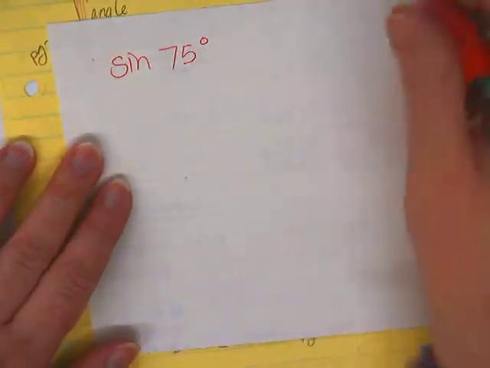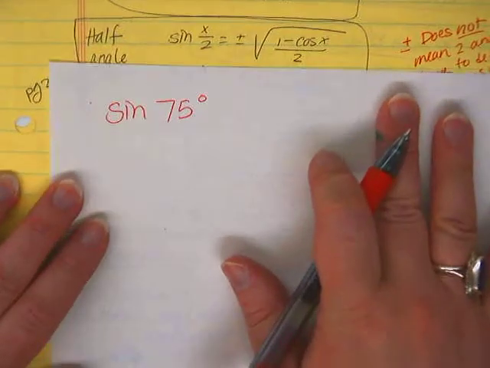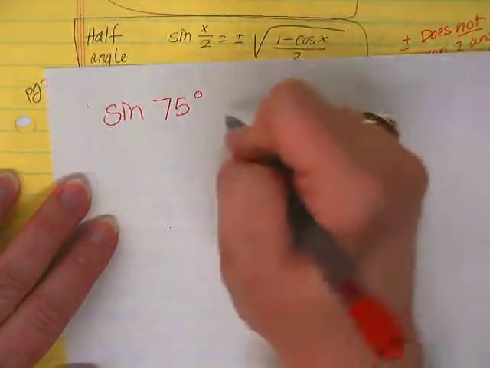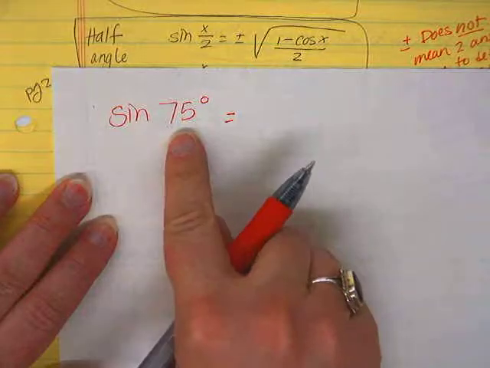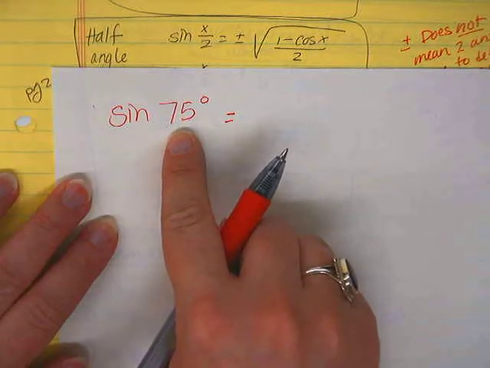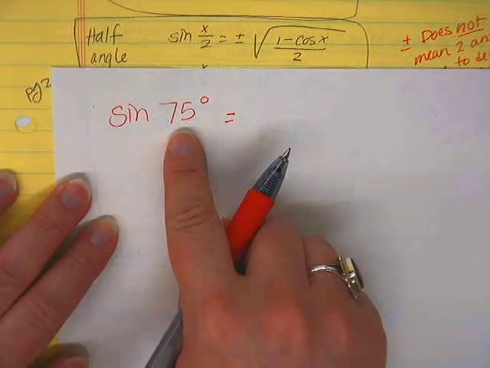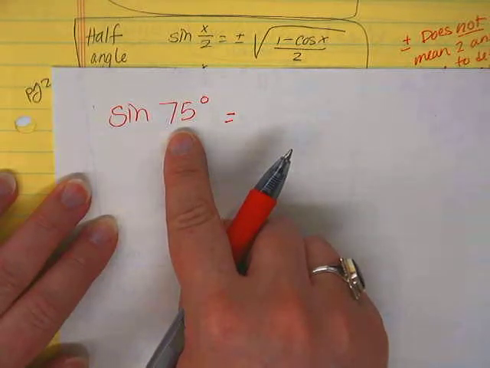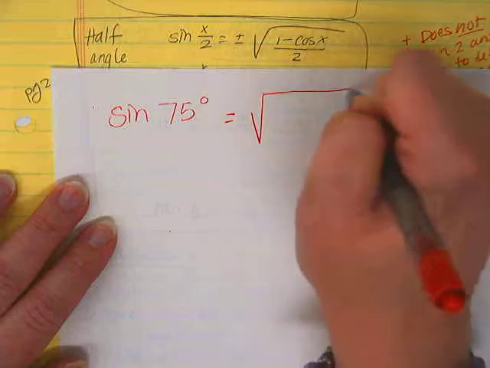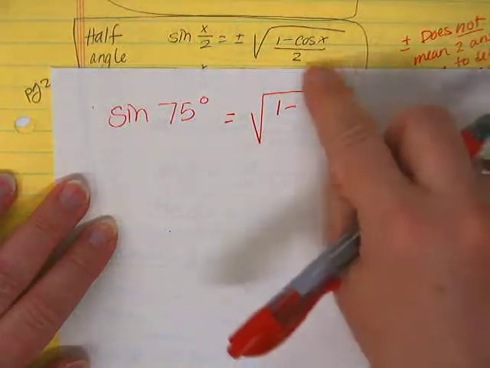So the answer is a half angle identity. The only half angle we have to use for sine is this one. There we go. So sine of 75 is... What quadrant is 75 in? First quadrant. So it's positive.